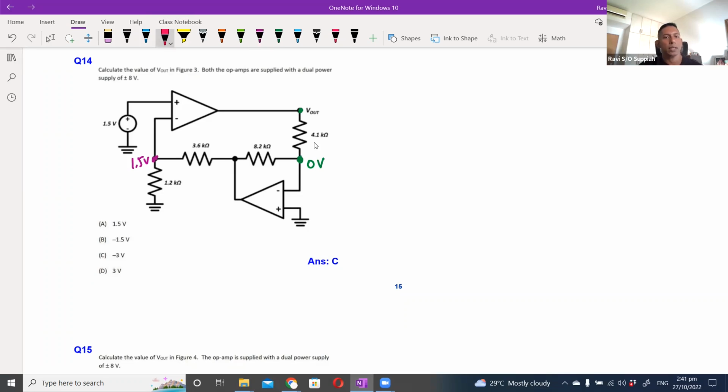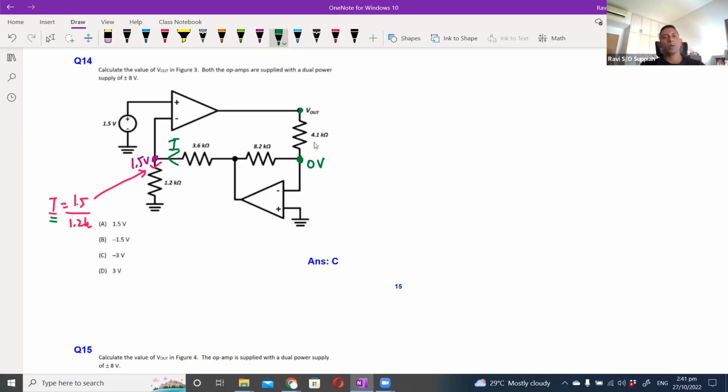Now the next thing is, since this is 1.5 volt, I can say that this current here is equal to 1.5 over 1.2K. So that is the current flowing through that branch over there. Now the next thing is, since there is no current flowing into the input of the op-amp, this same current I is also the same current that is flowing through this 3.6K resistor. So it's the same I.